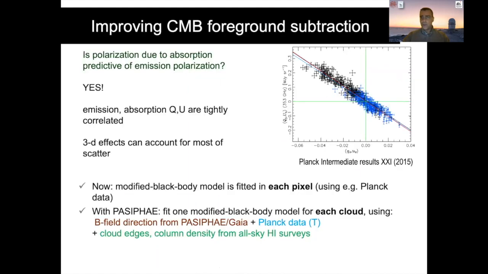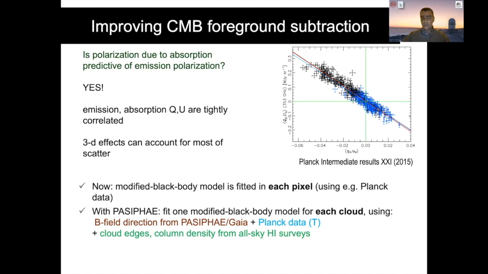Okay, say we got the 3D map of the galactic magnetic field direction. How can we use this information to aid the CMB foreground subtraction? The obvious question here is that PASIPHAE maps polarization in absorption, stellar polarization, but the CMB foreground is in emission. So how do we connect absorption and emission? We take advantage of the fact that optical stellar Q and U, absorption-induced Q and U Stokes parameters, are extremely well correlated and predictive of emission Q and U, as Planck has established.